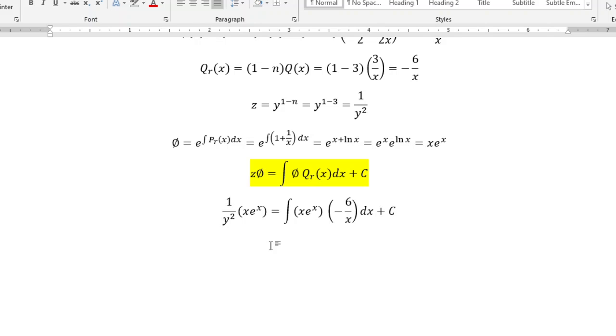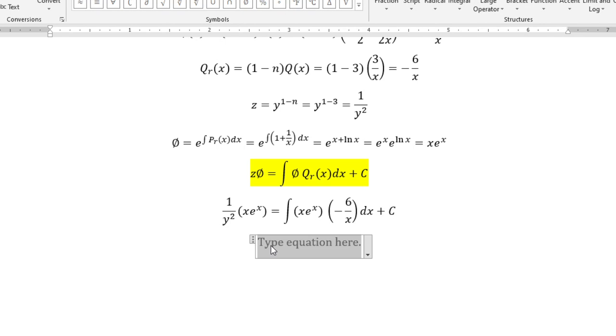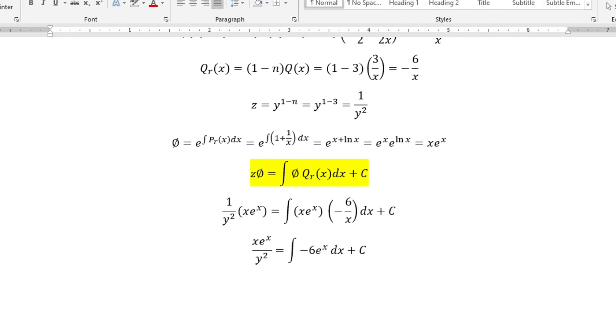So, it will be x e raised to x over y squared equal to integral of... okay. So, negative 6 pala. Magka-cancel out si x, e raised to x dx plus 6. So, integrate lang natin.